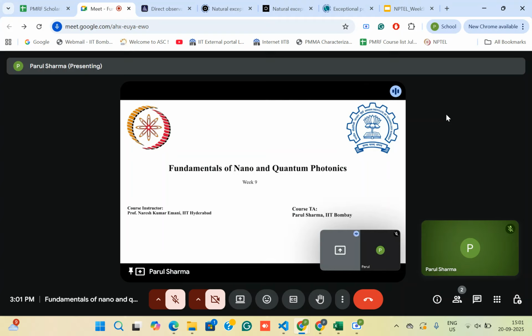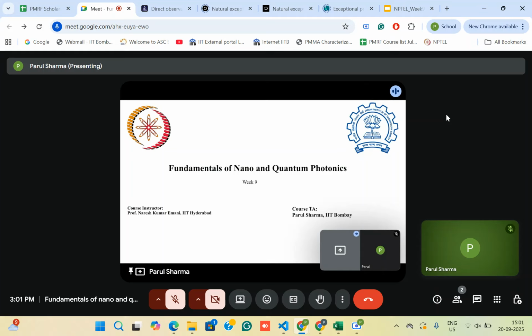the fundamentals of nanophotonics, like how electromagnetic waves behave as nanoparticles or bulk medium, what is the effect of size of nanoparticle on dispersion relation, Lorentz model, Drude model. And in this week, we are entering into the quantum photonics, and we'll discuss the basics of the quantum photonics.